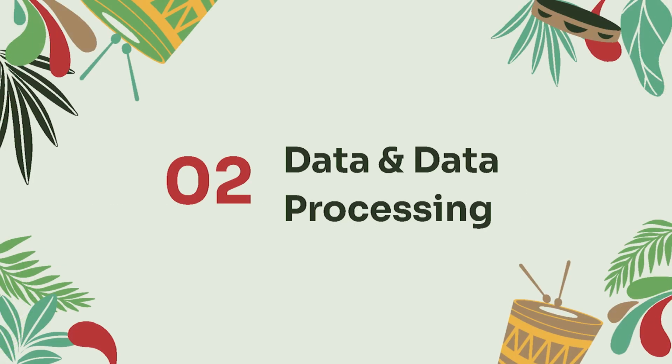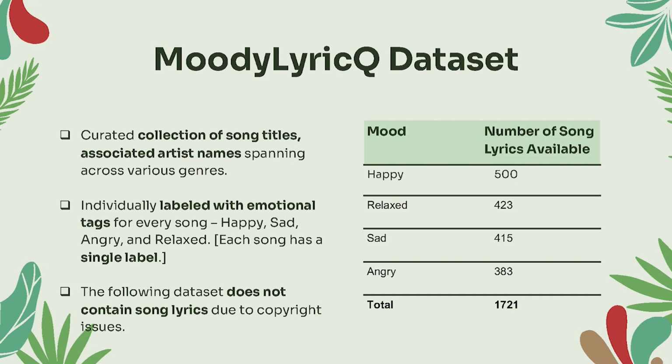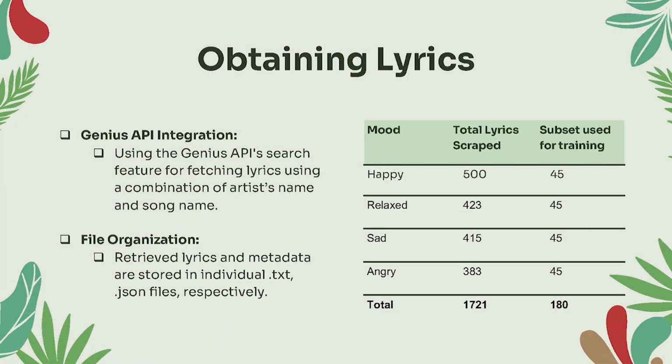To do this, we first get the data set, which consists of 2,000 song titles and associated artist names, each of which has a single emotional tag, such as happy, sad, angry, or relaxed. But the problem with this data set is that it doesn't contain song lyrics. So to get the song lyrics, we use an API, the Genius API, through which we're able to scrape 1721 songs out of the 2,000, and the categories are given as follows.